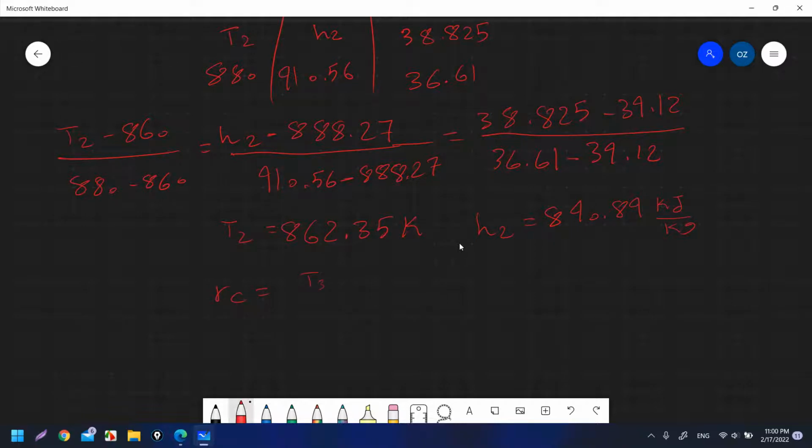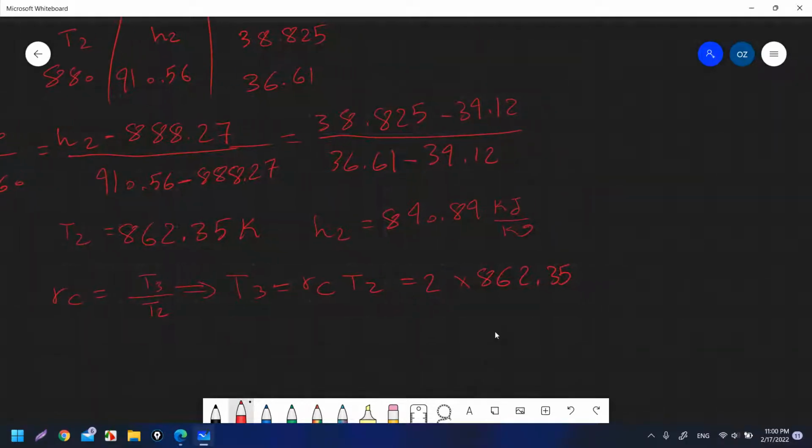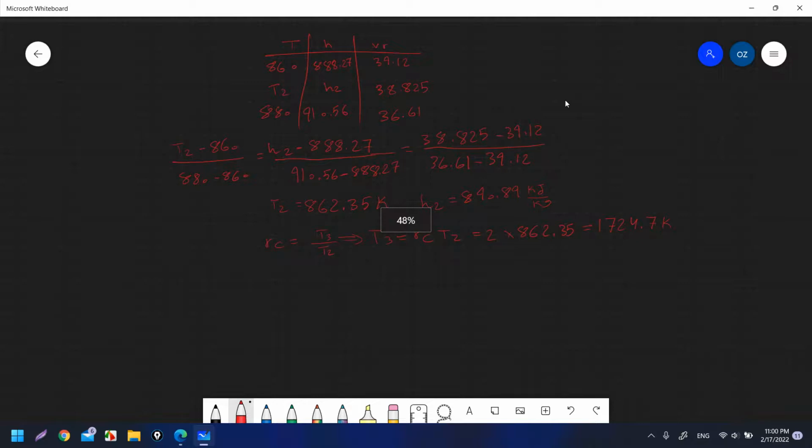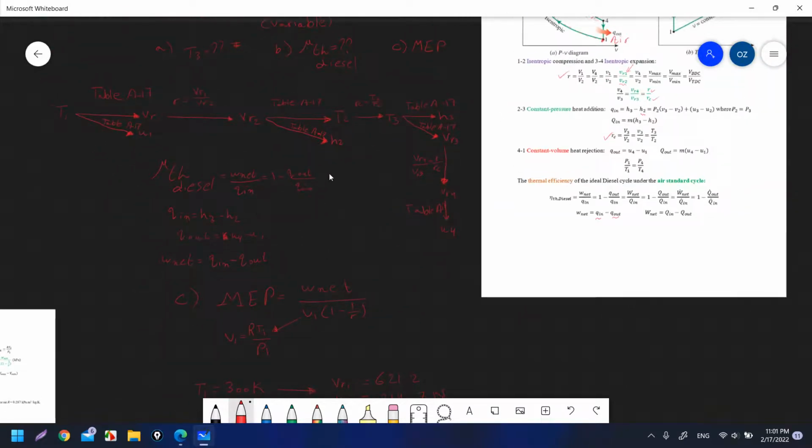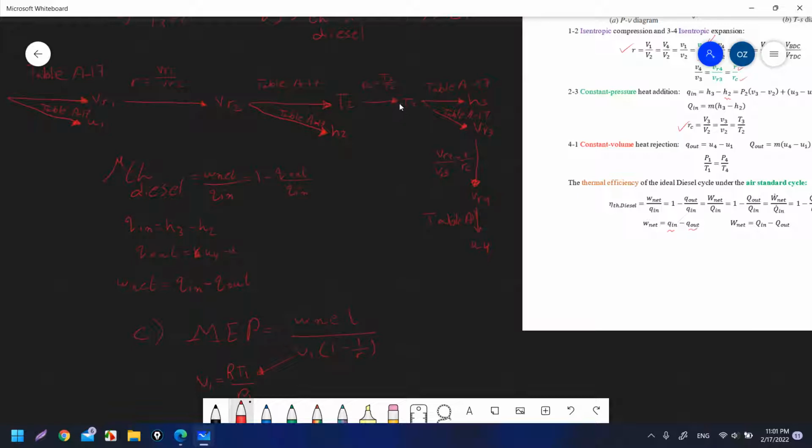rc is equal to T3 over T2, and T3 is the first requirement at part A. We already calculated T2 and we can use the cutoff ratio. So T3 is equal to rc times T2. rc is 2 times 862.35, and this will give me 1724.7 Kelvin. I'm just following this diagram. We found T3 from rc equal to T3 over T2.